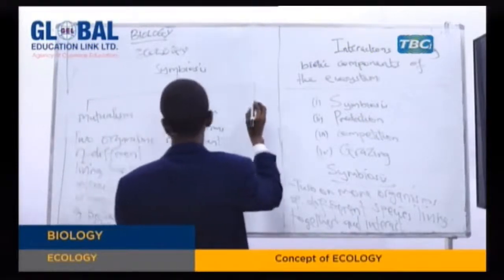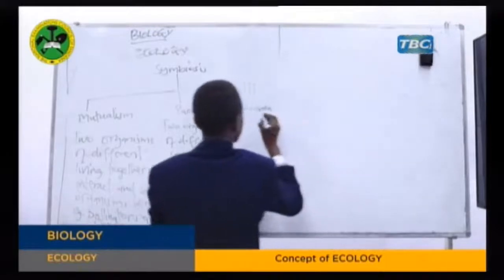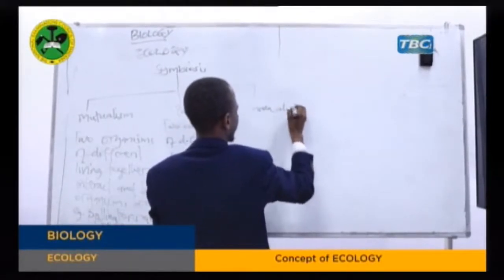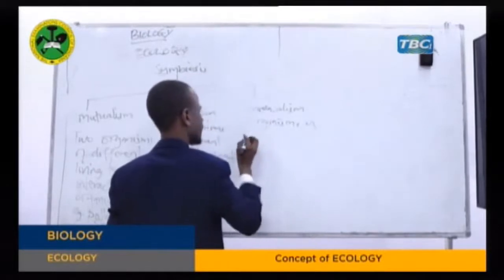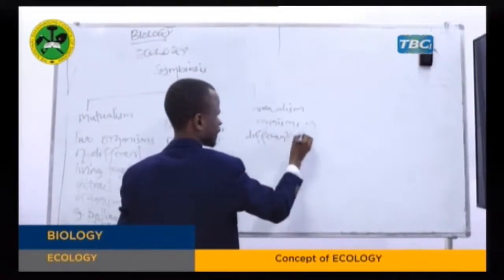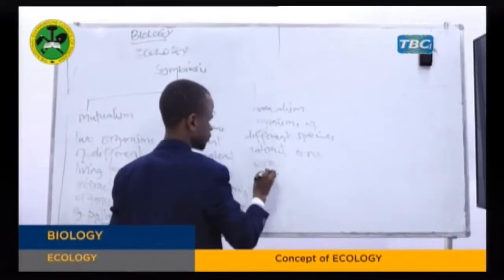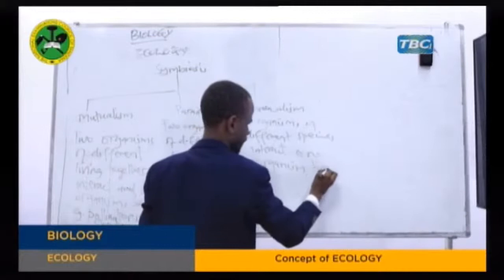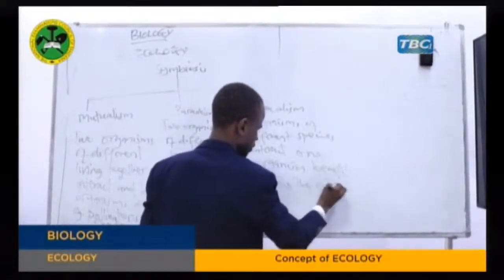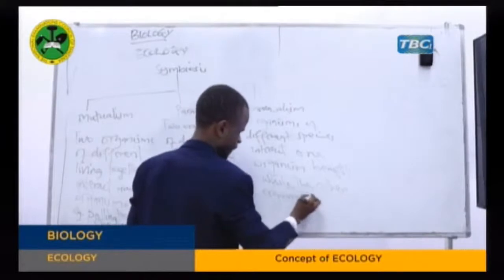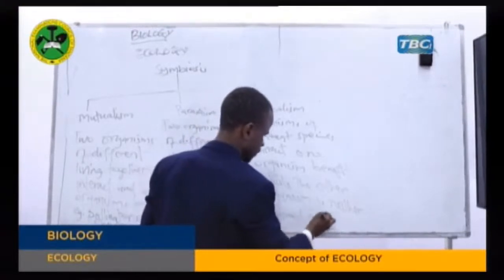Lastly, my student, we can have commensalism. Commensalism: here, organisms of different species interact. One organism benefits, while the other organism is neither harmed nor benefited.